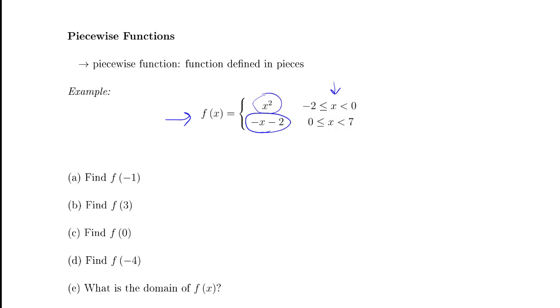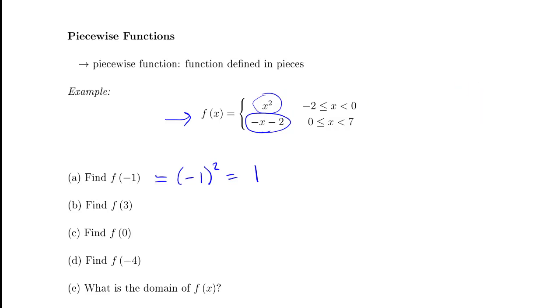For example, if I want f of -1, all right, I have to go and look and say, oh, hey, where does -1 fall? Well, -1 is between -2 and 0. So -1 is in here. That means I use the x squared rule. So I would do -1 squared or get 1. Great.